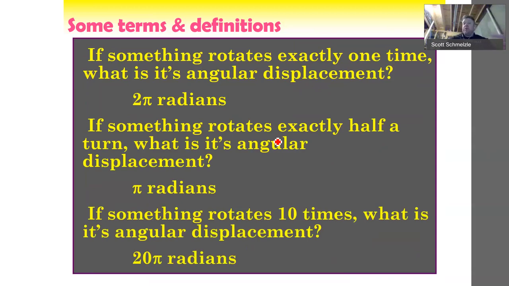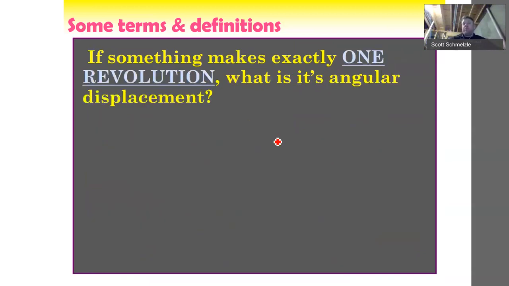This is all really nice because we can talk about how many times it rotates, but this is the terminology we actually will start to use. If something makes exactly one revolution, a revolution is one rotation. For us, revolution becomes a huge term because it's how we describe rotation in the world of physics. Its angular displacement for one revolution should be 2 pi radians.